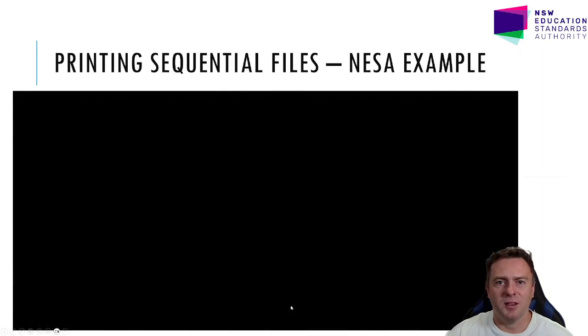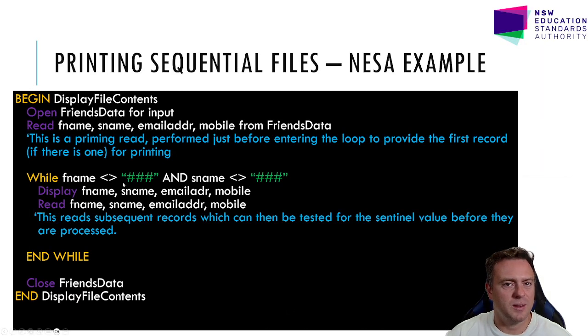And the example of that is when you're printing a file. So in this case here, we're going to display the file contents. We're going to open the friends data for input, and then we're going to read the fname, sname, email address, and the mobile from the friends data. So it's going to read that data in. This is the priming read here. So the priming read has occurred.